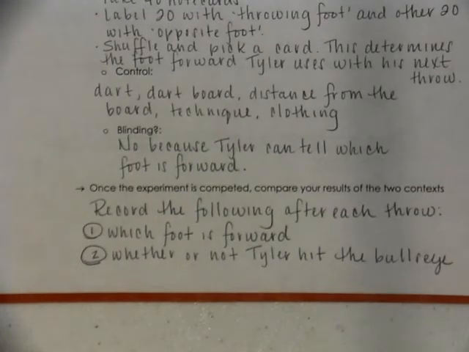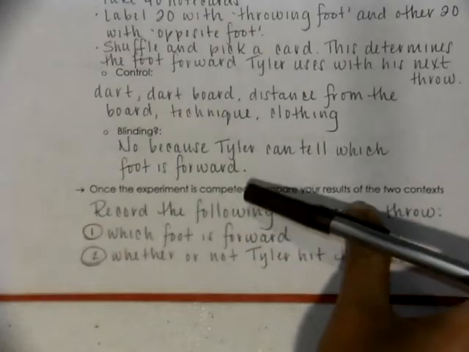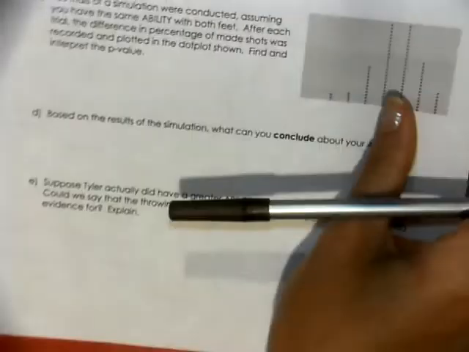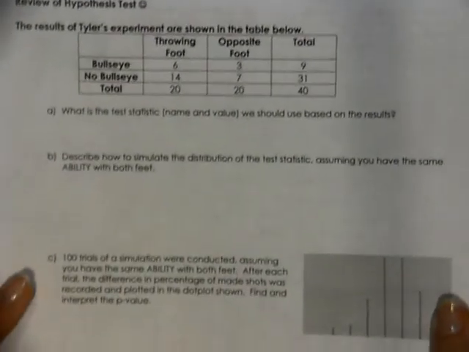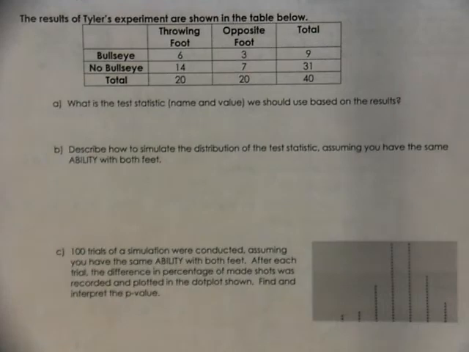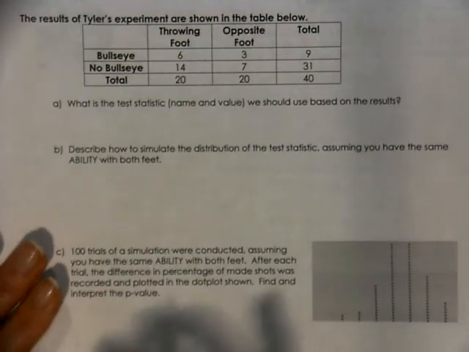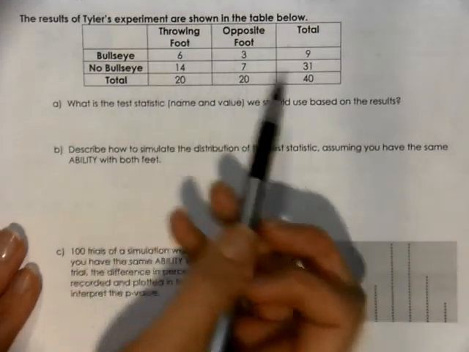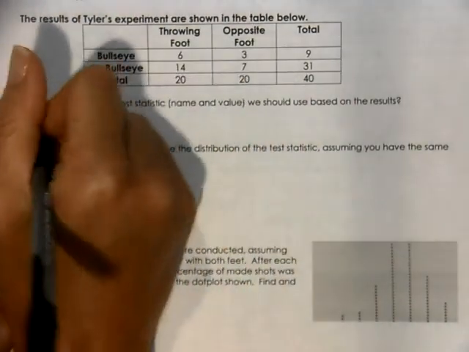Now, we have one last page to put this together and review hypothesis testing. We're going to say we actually ran this experiment with Tyler, and here are our results in this two-way table. Okay, so it says, what is the test statistic, the name and the value that we should use based on the results? Well, our test statistic here is going to be the difference in bullseye percentage.